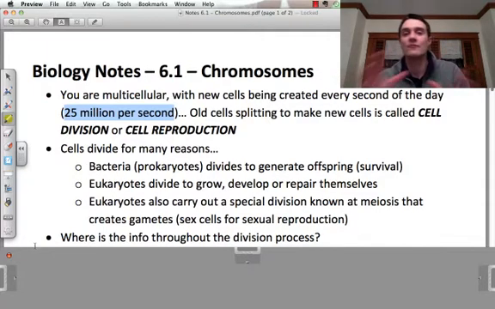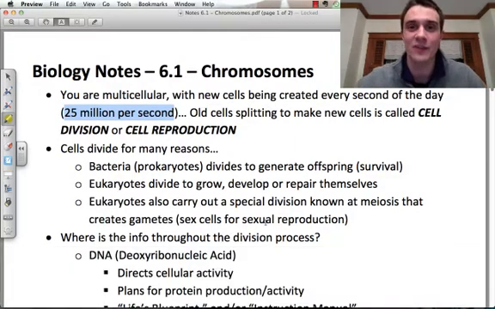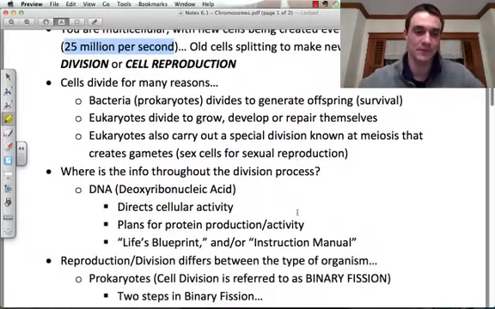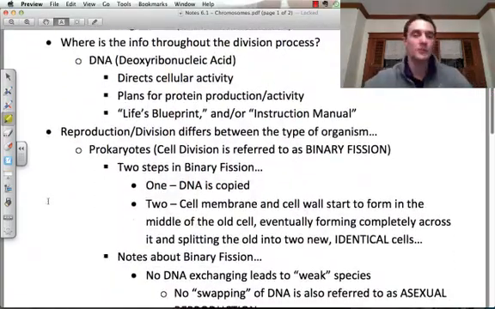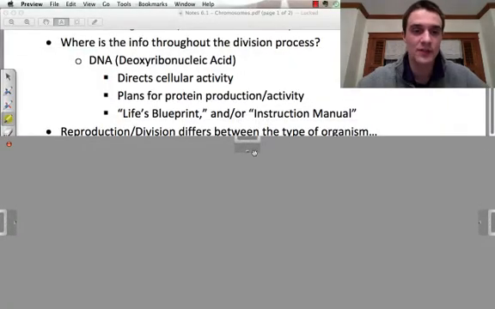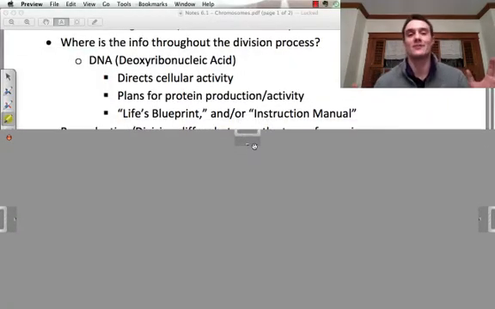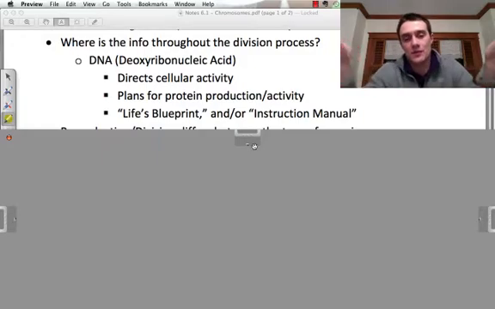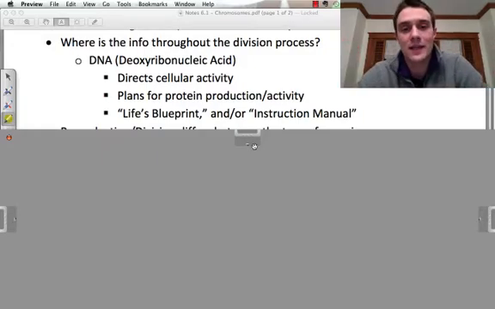So where's the info to control this process, to key certain cell division stages in your lifetime? Well, we've been studying that stuff. Where's it at? It's the DNA, okay? So the info for cell division and all the processes that are taking place during cell division, all right, is housed in the DNA. And on the screen right there right now, some basic information and review of DNA.